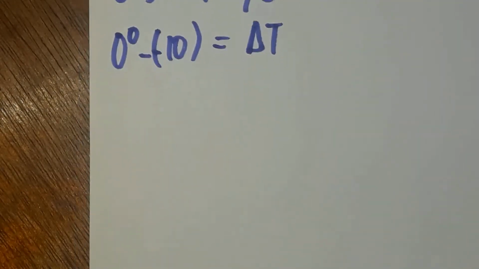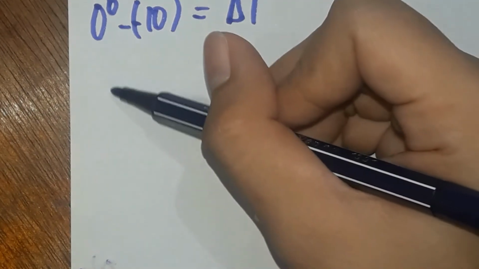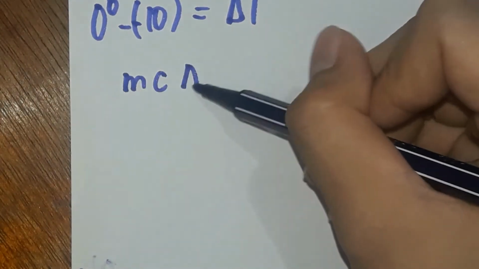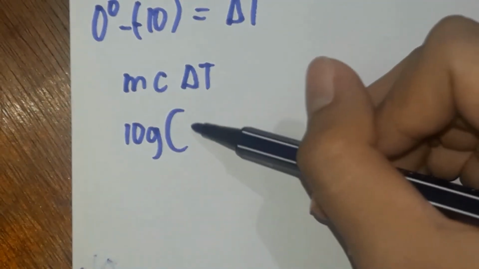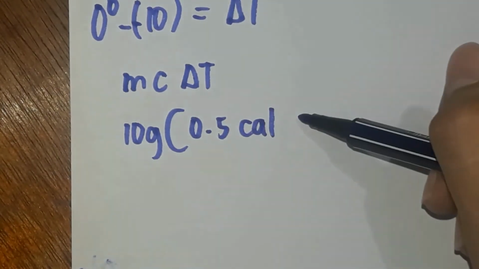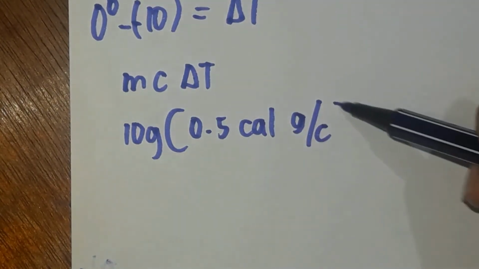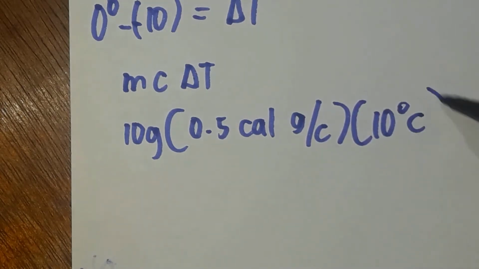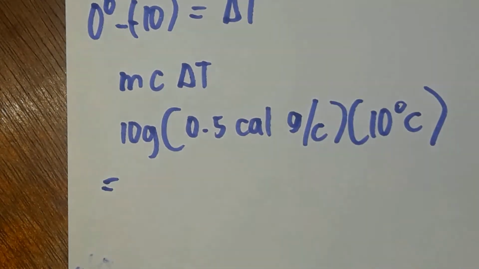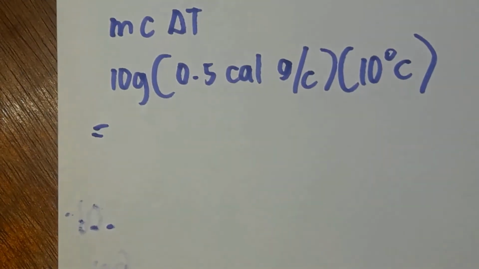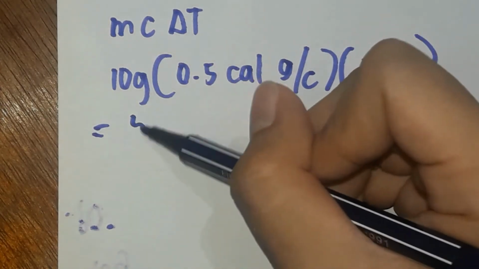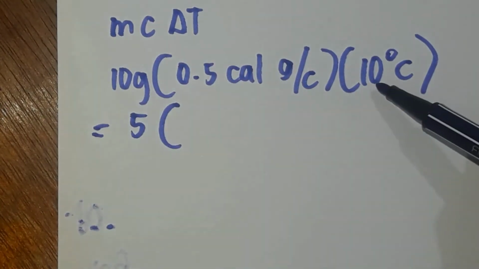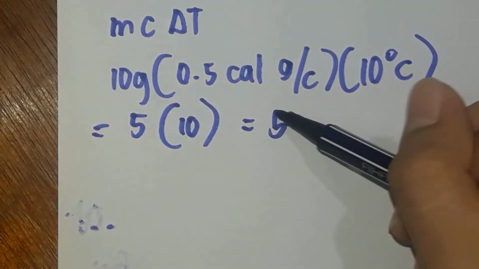Now, let us supply our numbers to our formula. So we have mcΔT, and that will be 10 grams multiplied by 0.5 cal per gram per degree Celsius and multiplied by 10 degrees Celsius. Now, let us look at the numbers first. We have 10 grams multiplied by 0.5 cal, which gives us 5, and multiplied by 10, which gives us 50.